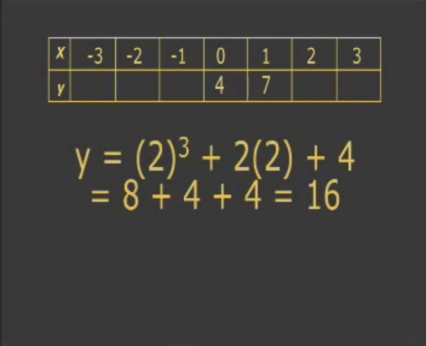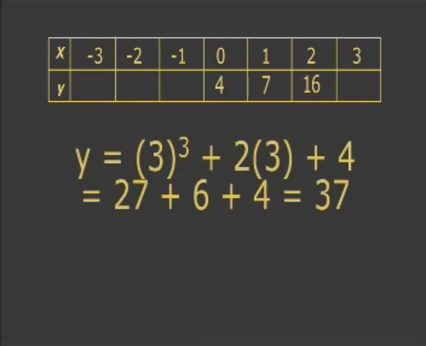If x equals 2, then y equals 2 cubed plus 2 times 2 plus 4. This is 8 plus 4 plus 4, which equals 16. If x equals 3, then y equals 3 cubed plus 2 times 3 plus 4. This is 27 plus 6 plus 4, which equals 37.